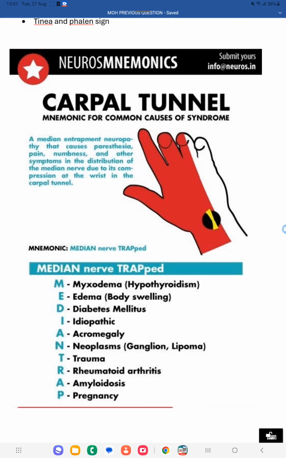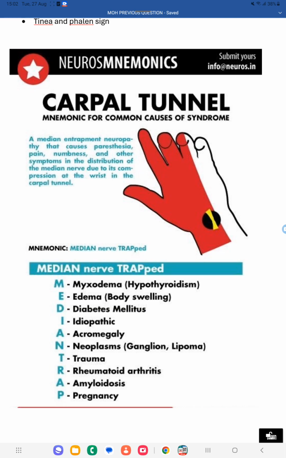You can see the red markings there, no? So that much area is supplied by the median nerve: thumb, index finger, middle finger, and half of the ring finger. If any compression is happening in the median nerve, it leads to pain, paresthesia, and numbness in this region. The patient will suffer with paresthesia, pain, numbness, and a tingling sensation. This type of symptoms will be generated in carpal tunnel syndrome.